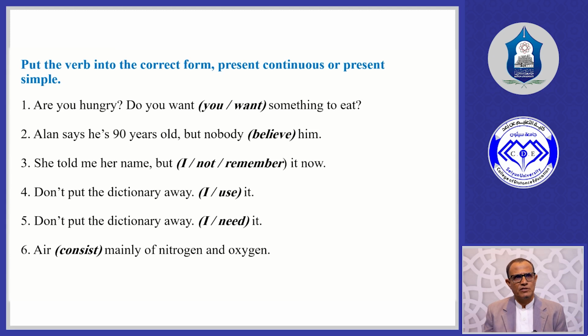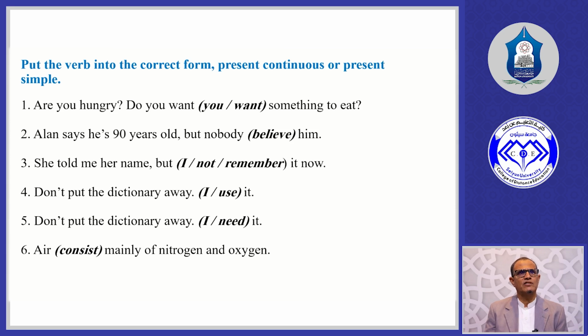Now we'll come to the exercise of this tense, concerning those verbs that are not used with continuous tenses. Look, dear students, we have the first one: are you hungry? Do you want something to eat? We said that the verb want cannot be used with the continuous tenses. So you can say, do you want, not have you been wanting.